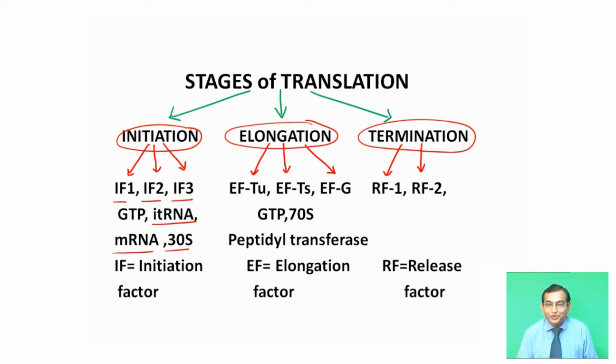In the elongation process, there are 3 factors: elongation factor Tu, elongation factor Ts, and elongation factor G. One molecule of guanosine triphosphate and the 70S ribosomal unit are needed. Plus, a peptidyl transferase enzyme is required for peptide bond formation. Moreover, in the last stage, that is termination, there are 2 release factors: release factor 1 and release factor 2.